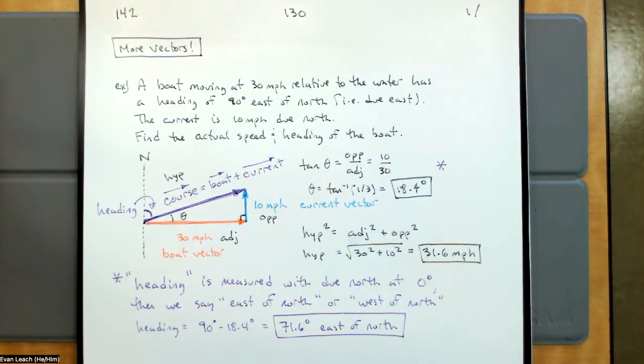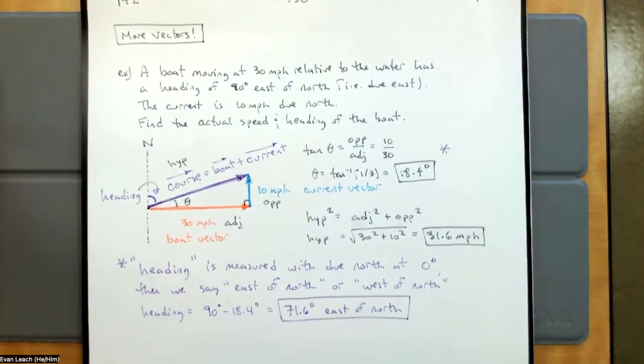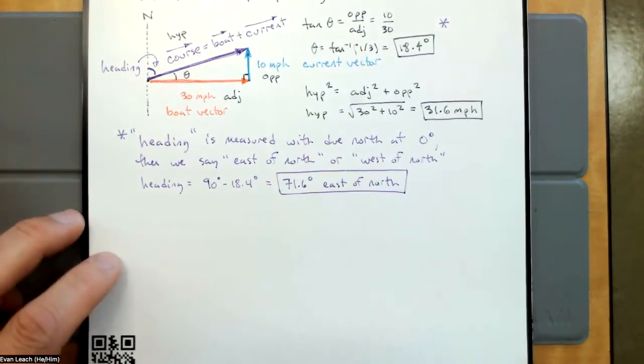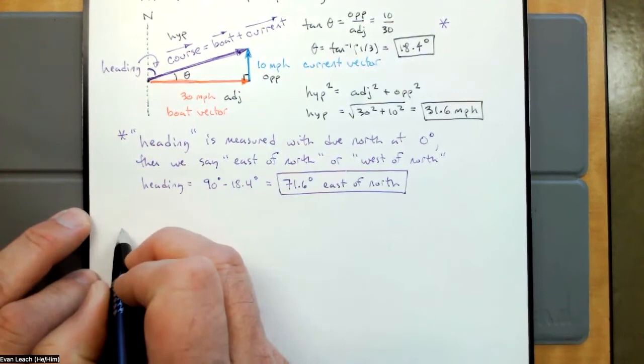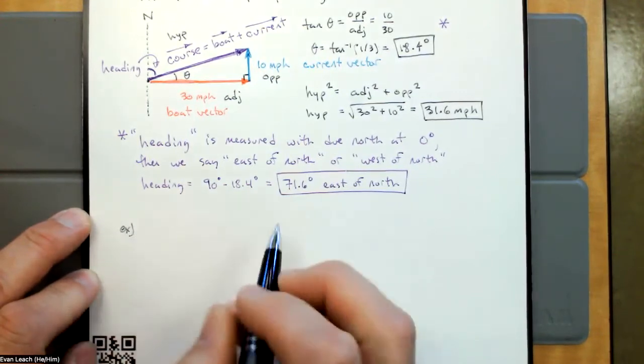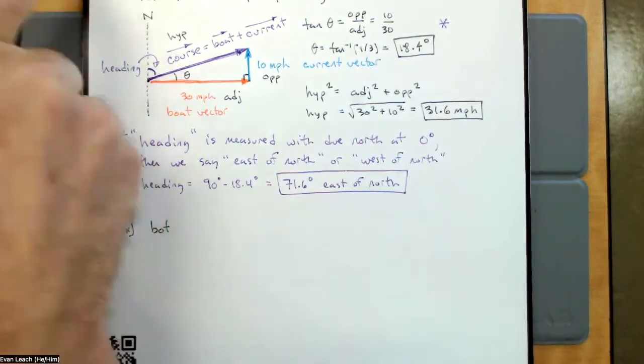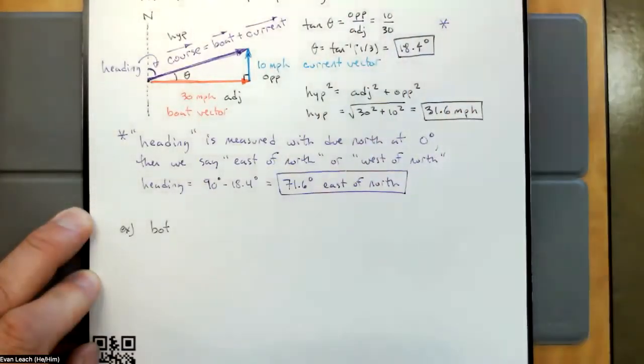So let's change things up a little bit. We're still going to have a boat going in the water, but instead of the boat and the current being perpendicular to each other, I'm going to have the boat going off at some weirdo angle, and the current will be going off at some other weirdo angle. Oh, not a bot, a boat.